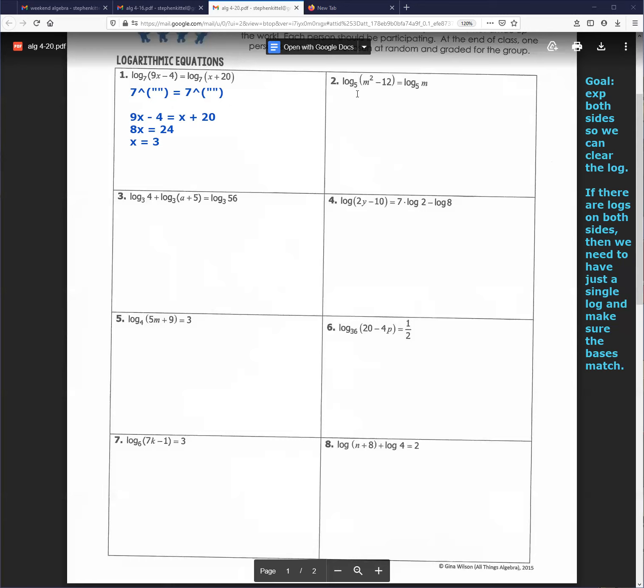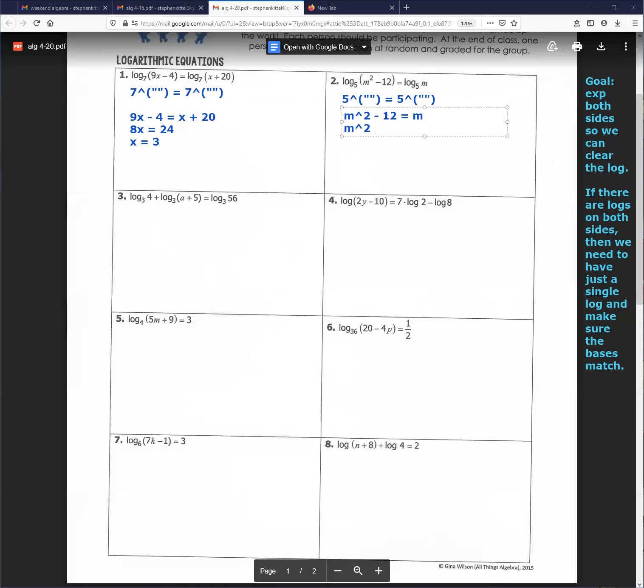So that checks out. All right, number 2, we have a log base 5 on both sides. To undo a logarithm, we use an exponential. The base of the logarithm is 5, so the base of the exponential will be 5 to the. So 5 to the stuff equals 5 to the stuff. I'm being lazy and not writing it. Of course, you should write that on your paper, but then that'll simplify to m squared minus 12 is equal to m. Now that's a quadratic.